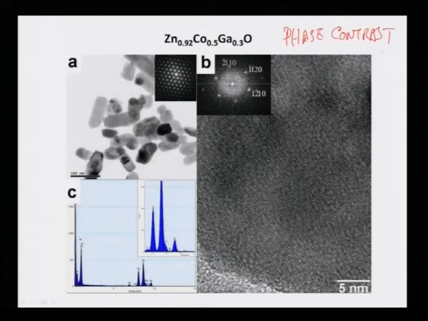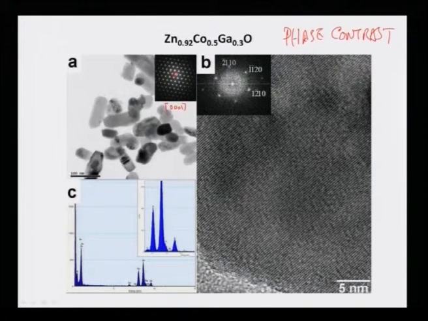Phase contrast. What is that? Let us first look at the sample. This is zinc cobalt gallium oxide, nothing but a cobalt-doped zinc gallium oxide. If you look at the diffraction pattern shown here, it shows a particular symmetry, and zinc oxide, as you know, has a hexagonal crystal structure. Therefore, this diffraction pattern is taken along 0001 of the zinc cobalt gallium oxide.